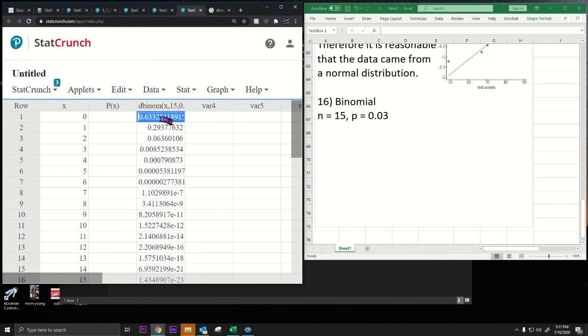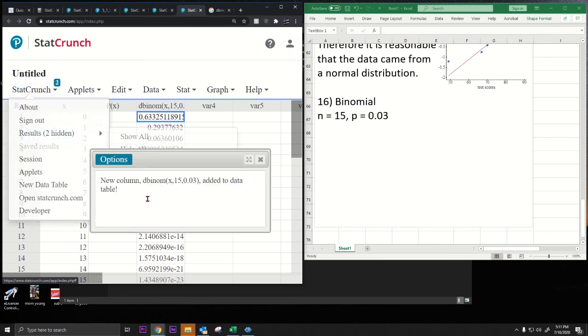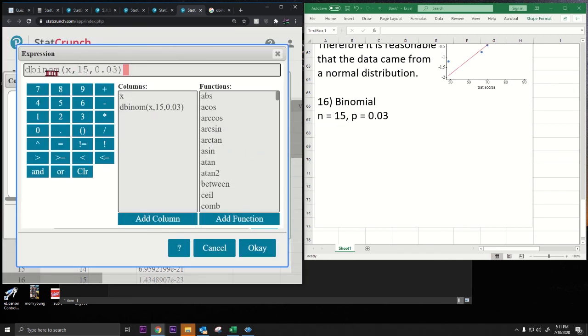I don't know why 63% at 0 in a binomial distribution doesn't seem right to me. 3%. I wonder if for the probability I have to put something else. Let me try something. This doesn't look right to me. Let's go here, options, 0.03. D binom X 15, 0.03.